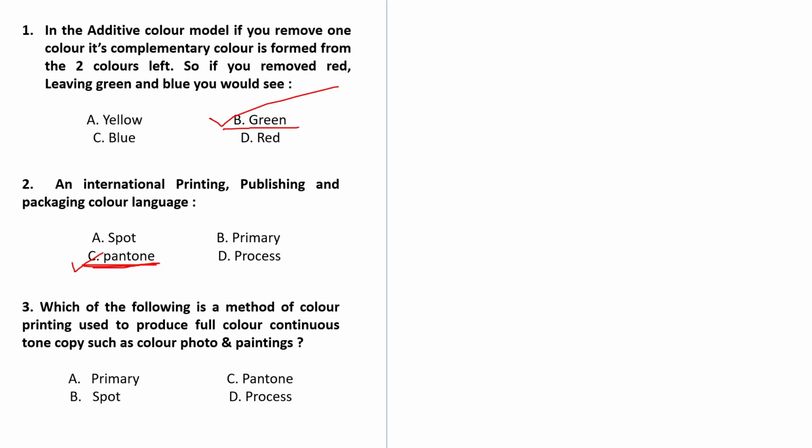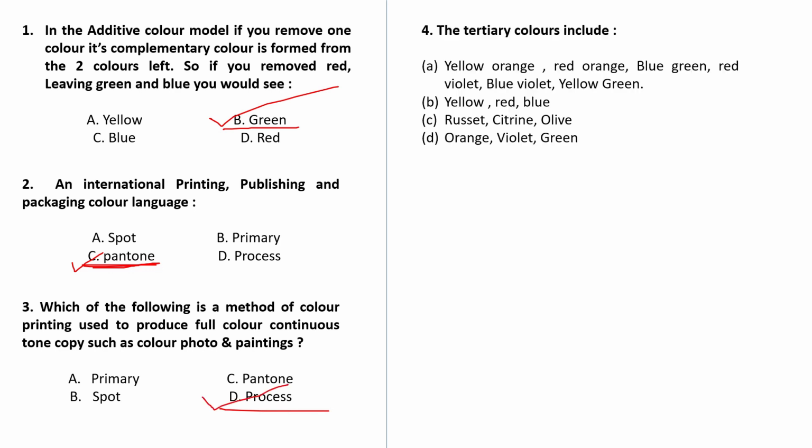Then talking about question number 3: which of the following is a method of color printing used to produce full color continuous tone copy such as color photos and paintings? It is a process. Okay, so D. Now discussing the tertiary colors, we know the mixture of primary and secondary colors makes our tertiary color. So the first is the correct answer, right?